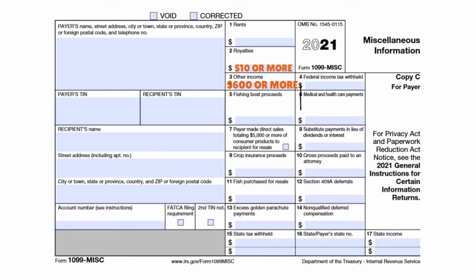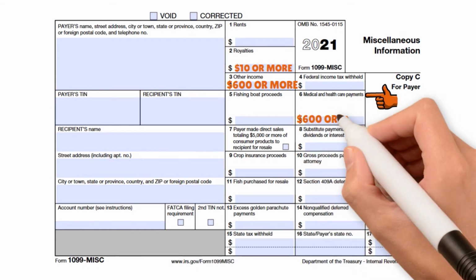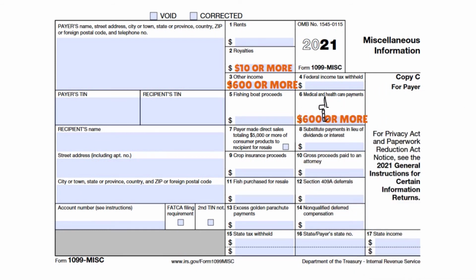Number 6, box 6, you have medical and healthcare payments. Again, it has to be more than $600. 7, you have payer made direct sales of $5,000 or more of consumer products to a buyer, in other words, recipient for resale. Here you want to enter X. You want to enter X if this checkbox applies to you. Don't enter a dollar amount in box 7.